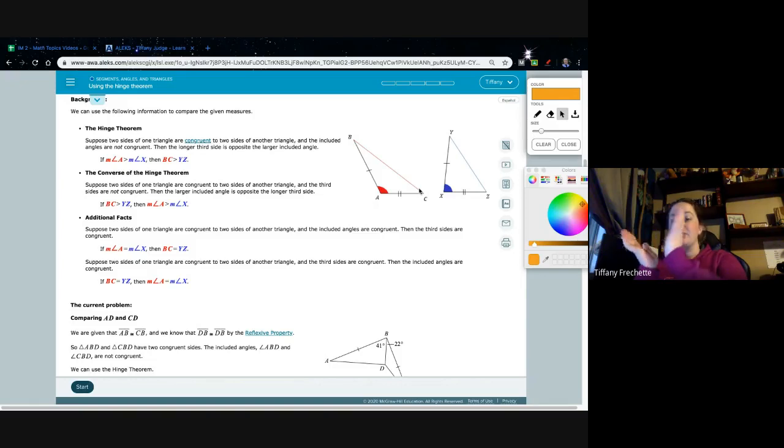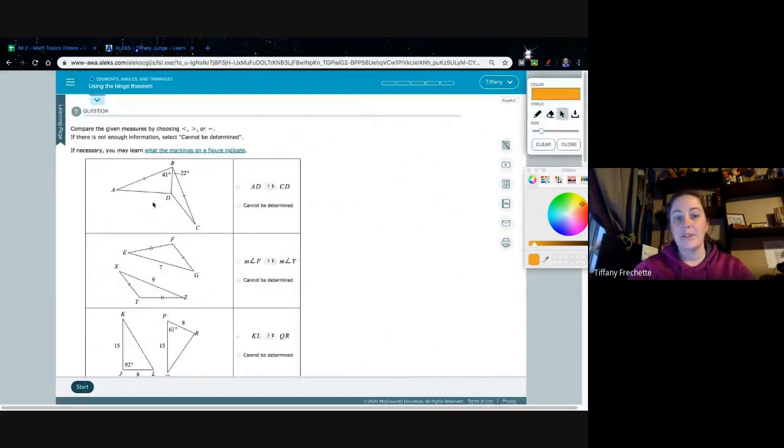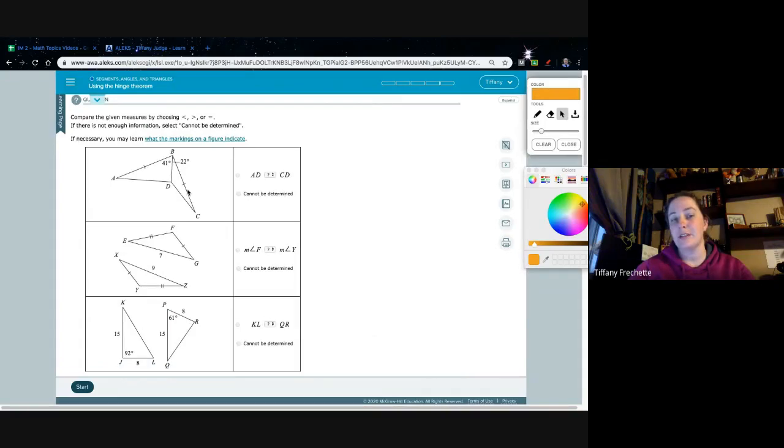If you have two sides congruent to one triangle and two sides congruent to another triangle, and the distance between, say, my fingertips is the same, then the angles will be the same. So this is just using that same idea, but now we're talking about the third side or that included angle being congruent. So then they want us to go through and apply this information.